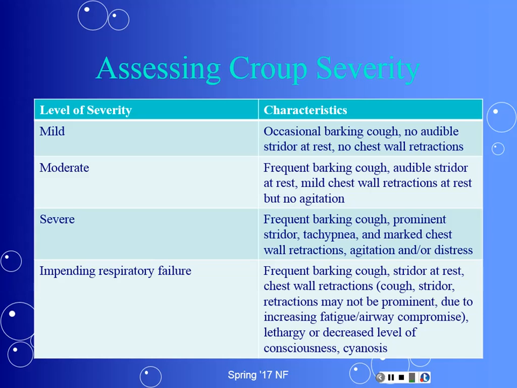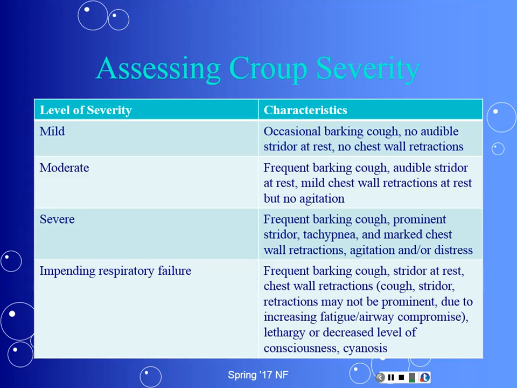With mild, you're not going to see stridor at rest. Maybe if they're running around playing, you might. But they shouldn't have stridor at rest, or you won't see retractions. With moderate, they're going to have a more frequent barky cough and audible stridor at rest. With severe, frequent barky cough, you're going to have that prominent stridor, that kind of sound.